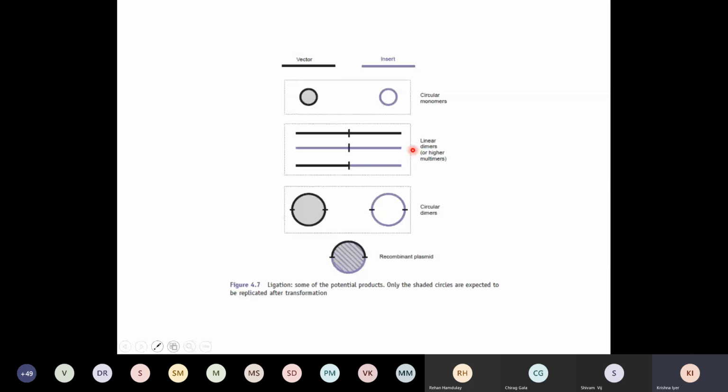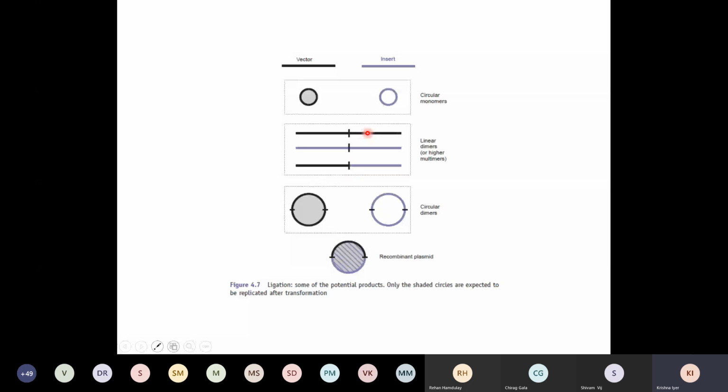And the third, and what I want, is the event which is a recombination event, where this has correctly inserted into this. When all of these things can potentially happen, how will I know whether I have generated this piece or only this piece or only this piece?